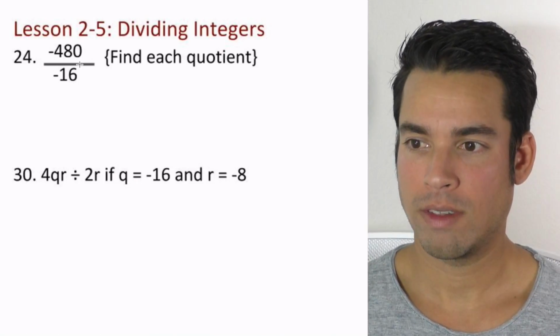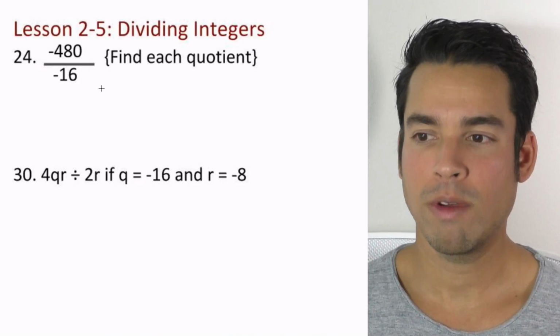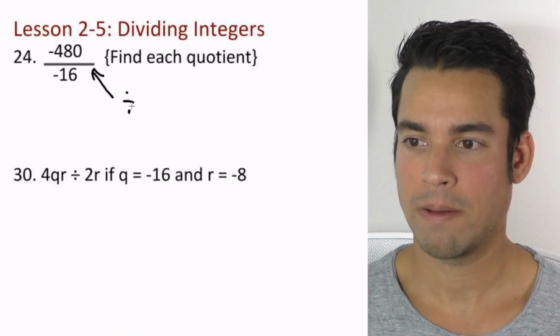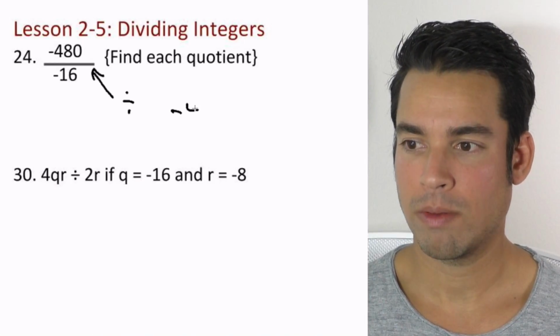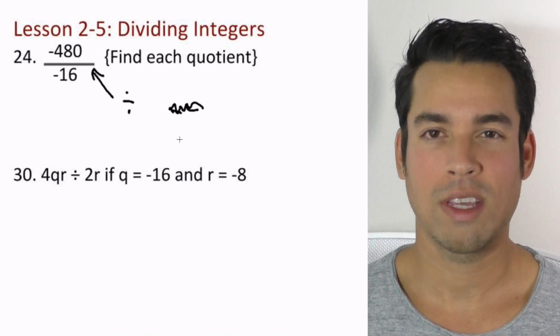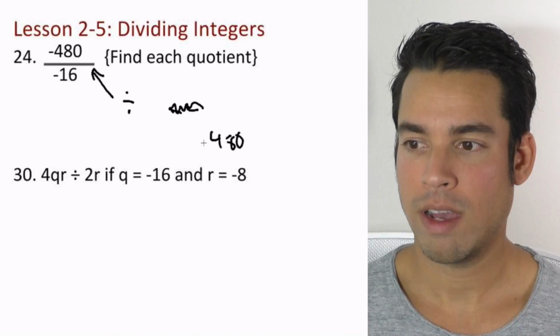Let's do it. So here we have negative 480 divided by negative 16. And by the way, remember, this fraction symbol is just a division symbol. It's the exact same thing. Now, if you wanted to, you could set this up. And by the way, when we have a negative divided by a negative, the negatives cancel out. So this is just basically 480 divided by 16.